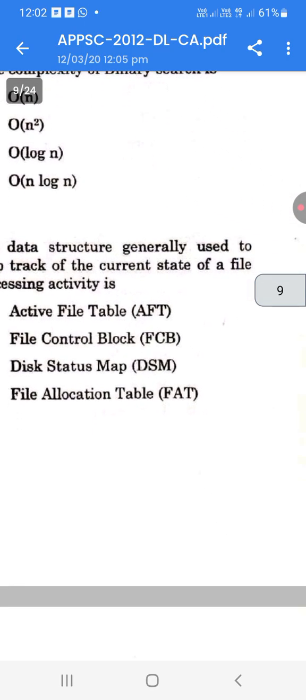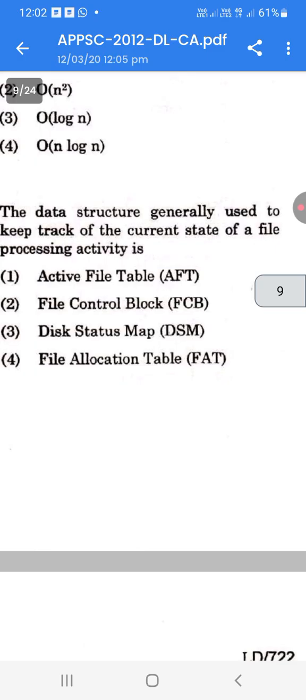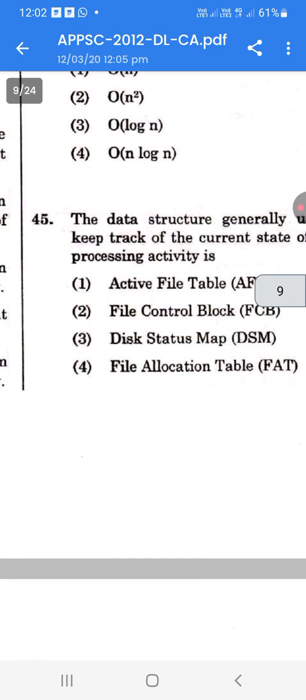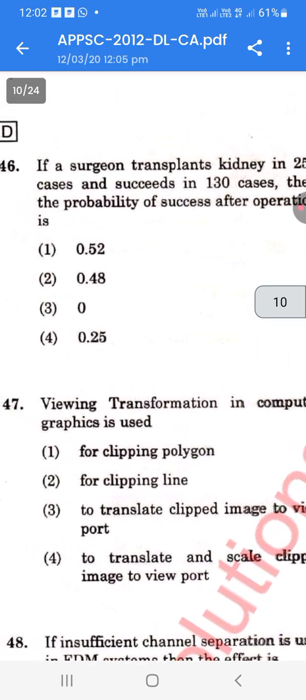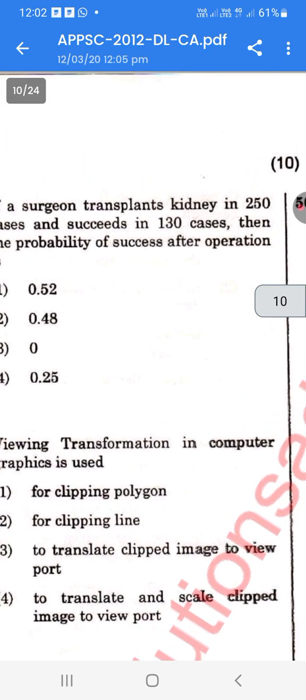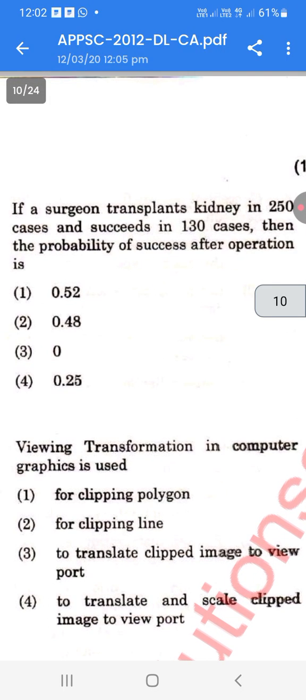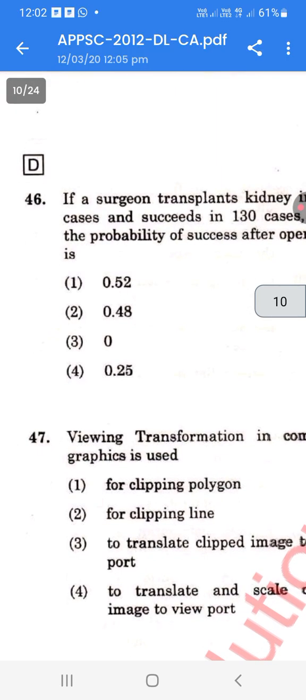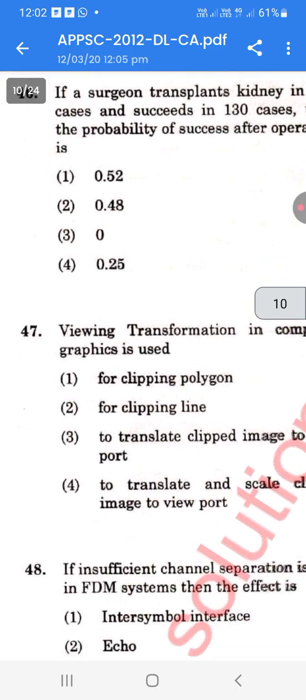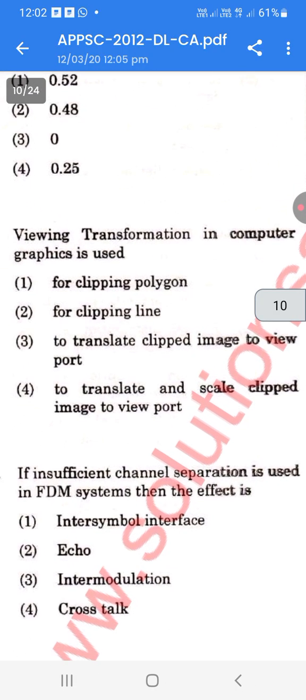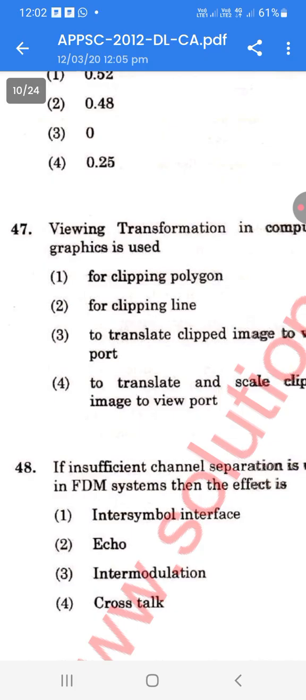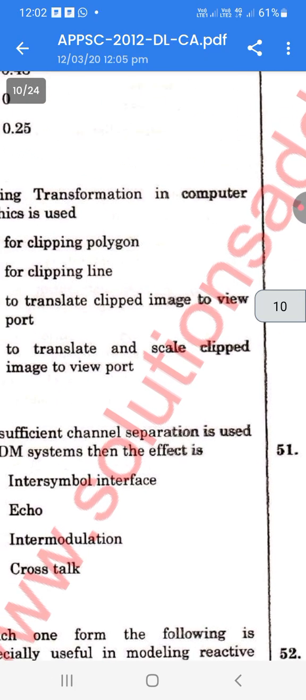The data structure generally used to keep track of the current state of the file processing activity. 45. Second one, file control block. 46. If a surgeon transplants kidney in 250 cases and succeeds in 130 cases, then the probability of success after operation is 46. 1. 0.52. Viewing transformation in computer graphics is used to translate clipped image to viewport.